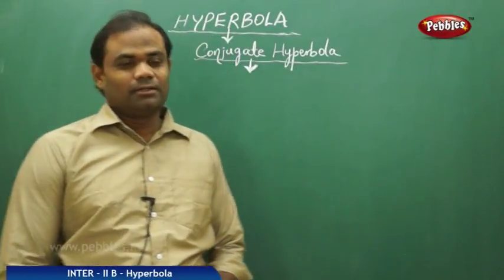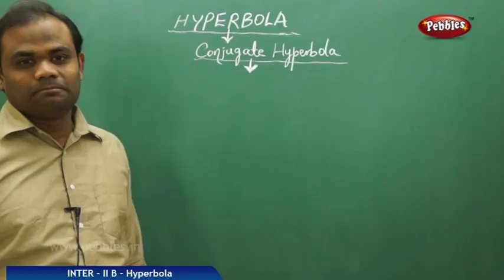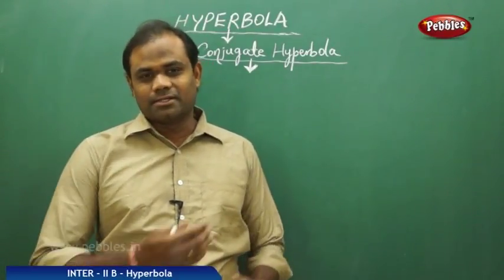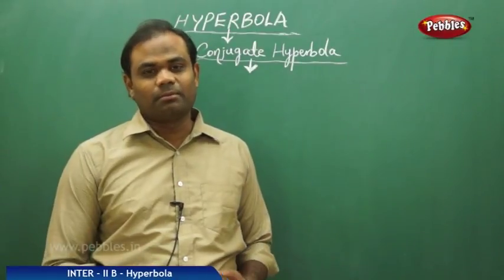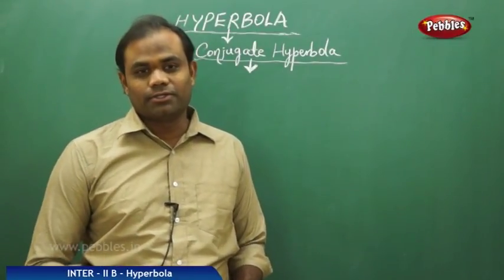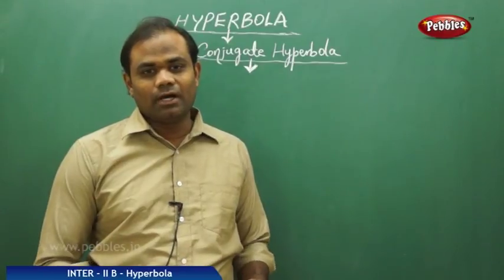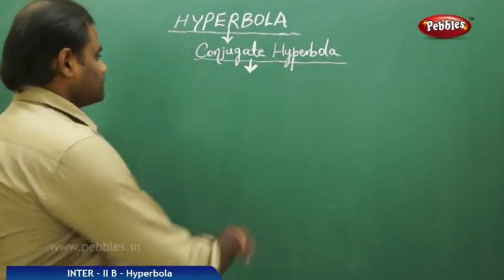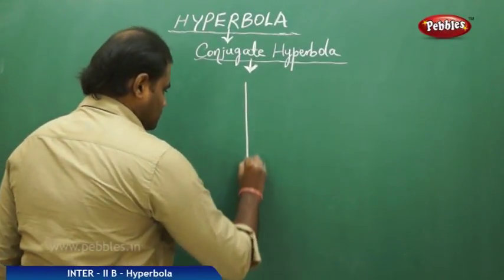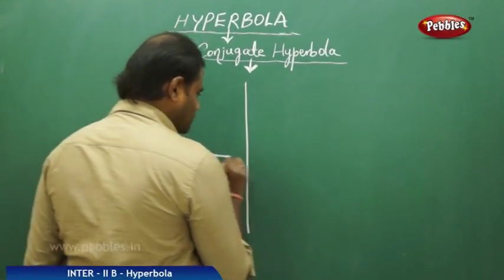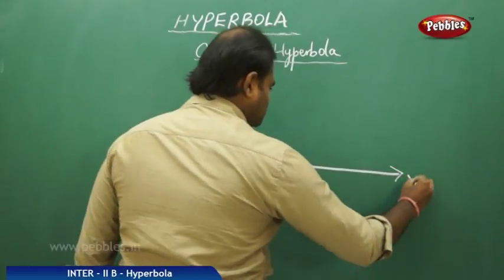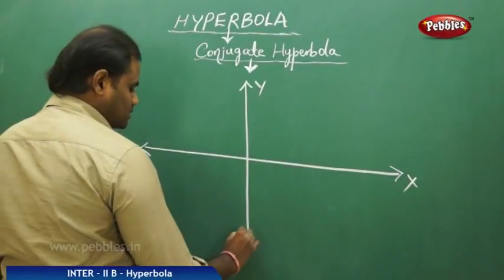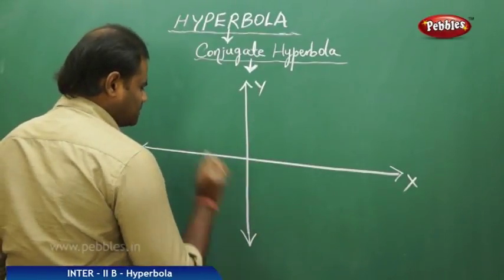Conjugate hyperbola. So what is a conjugate hyperbola? A hyperbola with transverse and conjugate axes interchanged with the original hyperbola is how we define the conjugate hyperbola. So let's see how we define the conjugate hyperbola in today's session. Let me take the equation of the hyperbola in standard form with the x-axis and y-axis out here.